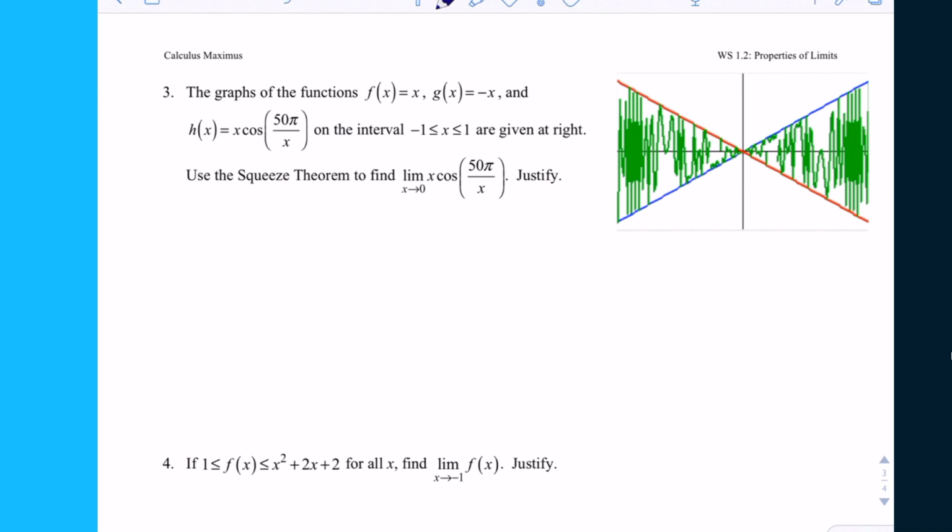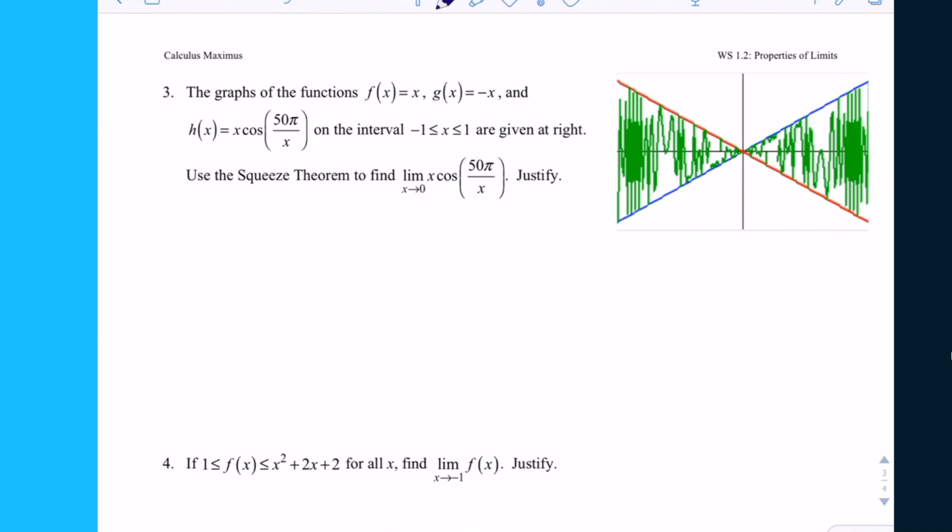It says the graphs of the function x, which appears to be the one in blue, and negative x, which is the one in red. So those are 2 lines. H of x is the function in green. And we've already kind of seen one like that, where 50 pi over x, as it approaches 0, it's going to oscillate faster and faster. But notice this one has an amplitude that's defined by x. So it's going to be contained in between these 2 lines, which is kind of interesting. As it gets closer and closer to 0, it oscillates faster and faster, but the amplitude is decreasing.